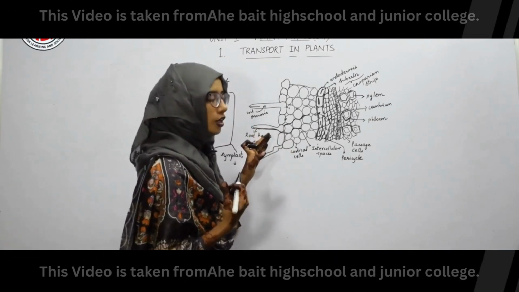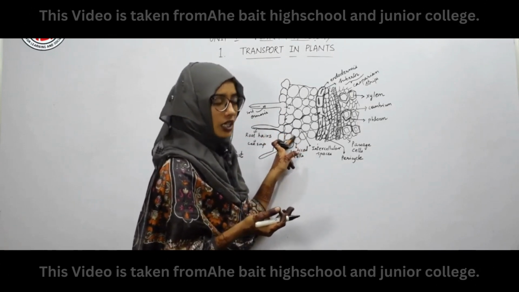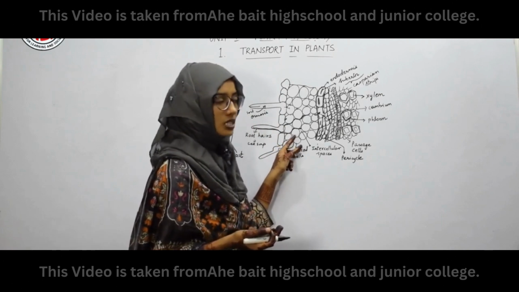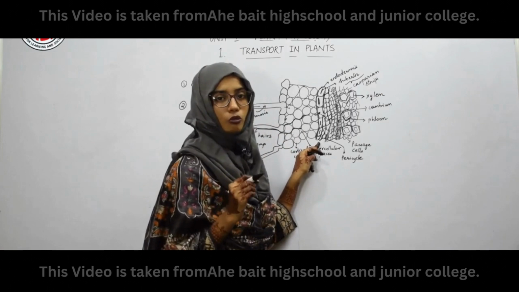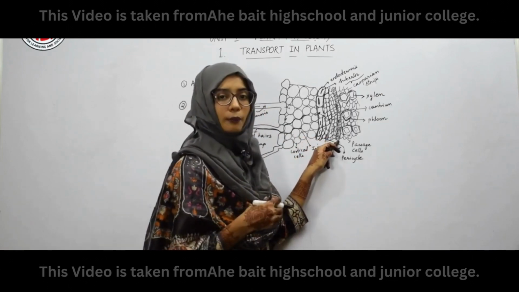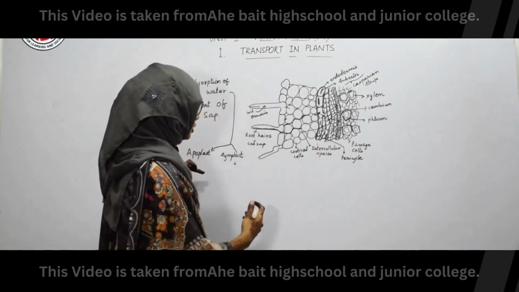So the water moves from one cell to another cell through plasmodesmata, and in the cortical cell both apoplastic and symplastic movements can be seen, whereas in the layer endodermis only symplastic movements can be seen, and on the inner side again both the apoplastic and the symplastic movements occur to absorb the water.